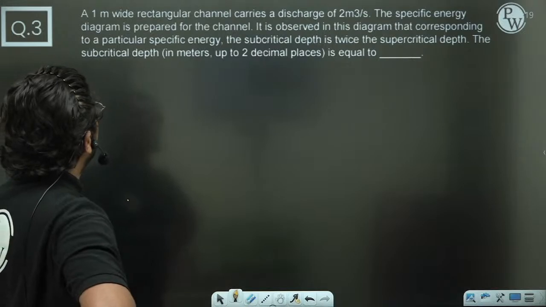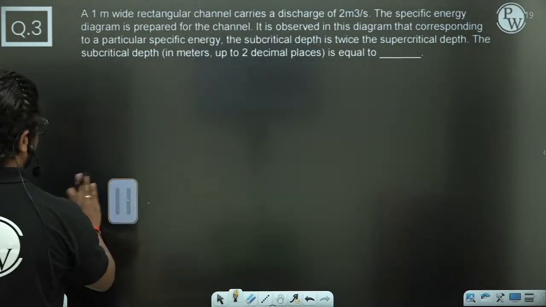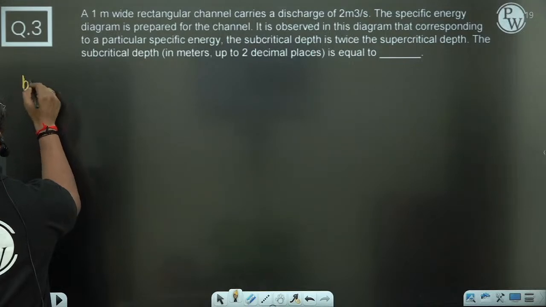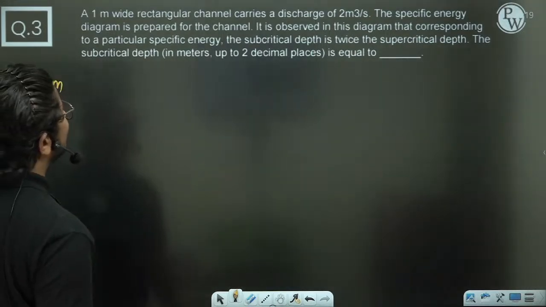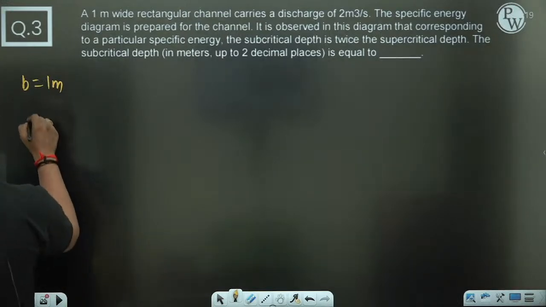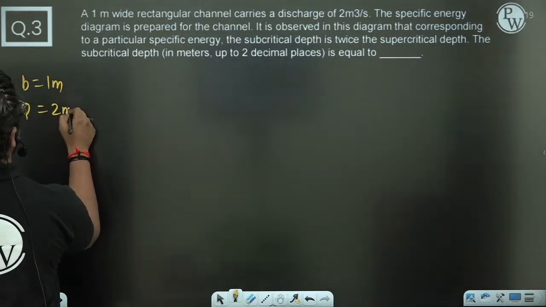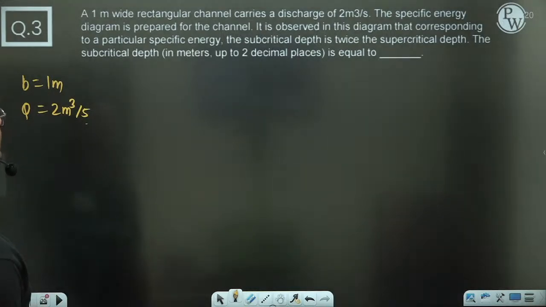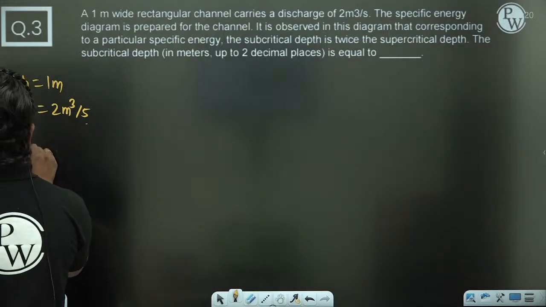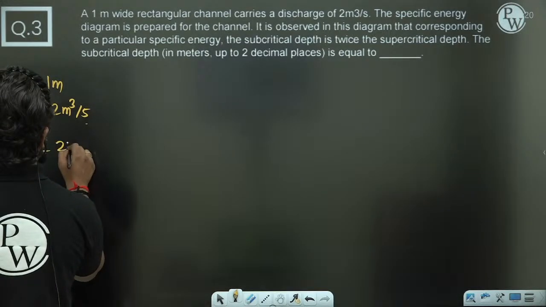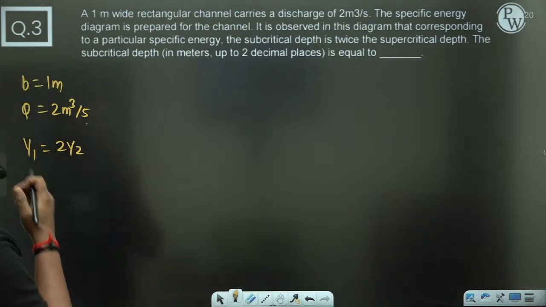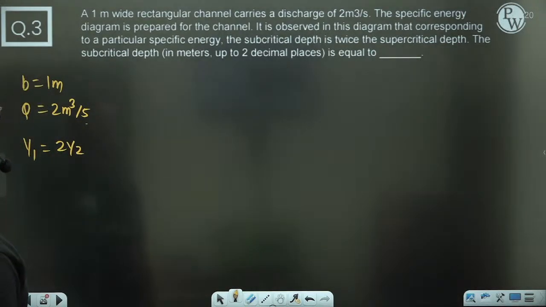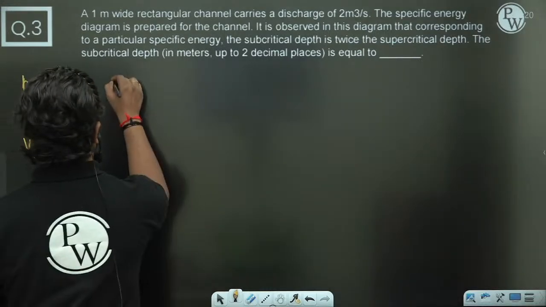So in this question, a 1 meter wide rectangular channel. First of all, write down all the given data. B is 1 meter. It's a rectangular channel. Discharge Q is 2 meter cube per second. A specific energy diagram is prepared for the channel. It is observed that in this diagram, corresponding to a particular specific energy, the subcritical depth is twice the supercritical depth. So let us say y1 is 2 times y2. So y2 is the supercritical depth and y1 is the subcritical depth. The subcritical depth is what they're asking.